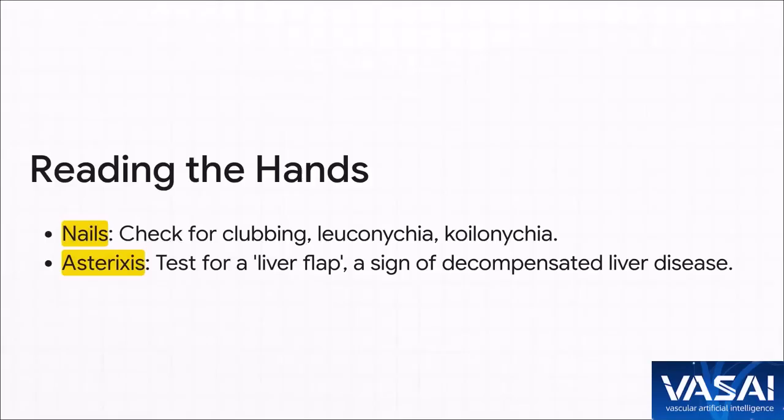Let's start with the hands. Think of them as a billboard for systemic disease. You need to be actively looking for nail changes. See any clubbing? You should be thinking about IBD or cirrhosis. What about leukonychia? That could be a sign of liver disease. And you absolutely have to check for a liver flap, or asterixis. That coarse, flapping tremor is a classic, can't-miss sign of decompensated liver disease.